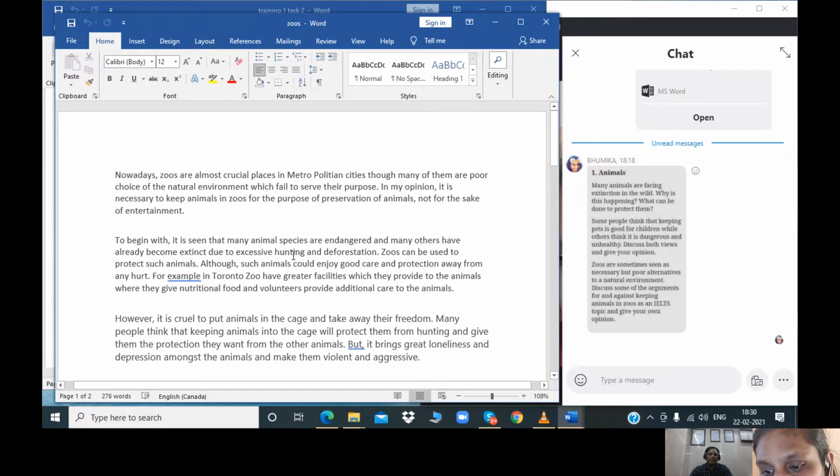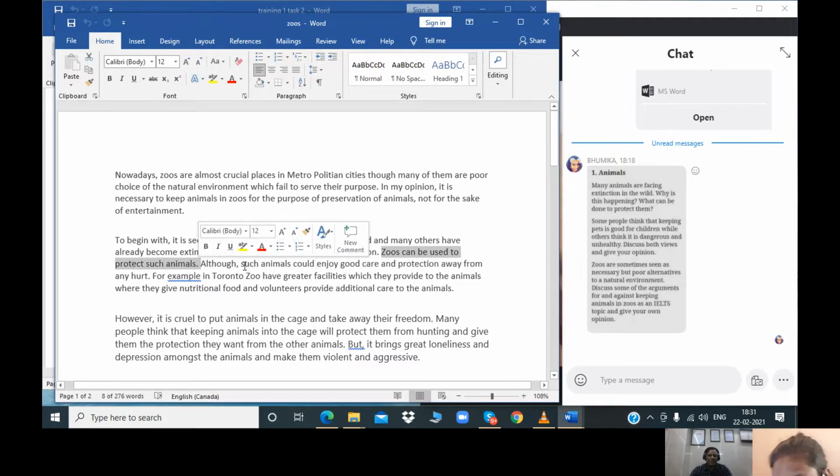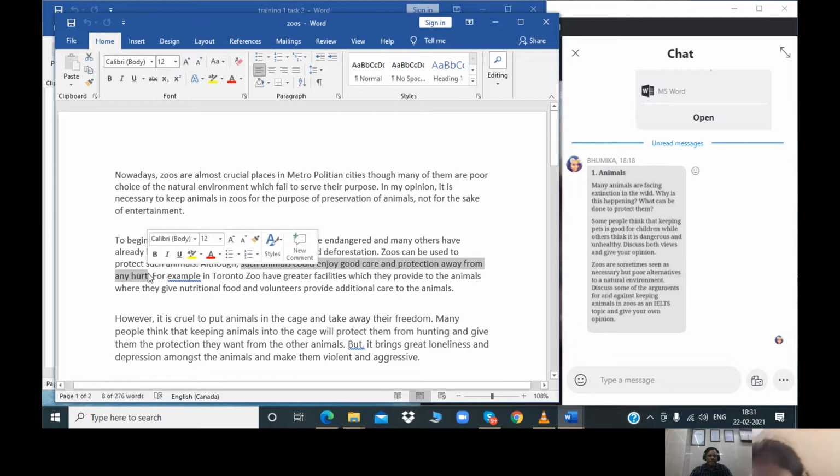Excessive hunting, better to say illegal hunting, and deforestation. It is good. Zoos can be used to protect such animals, although such animals could enjoy good care and protection away from any hurt. Small sentences. Zoos can be used to protect some animals. It's a simple sentence. Although some animals are, these two sentences can be made one.